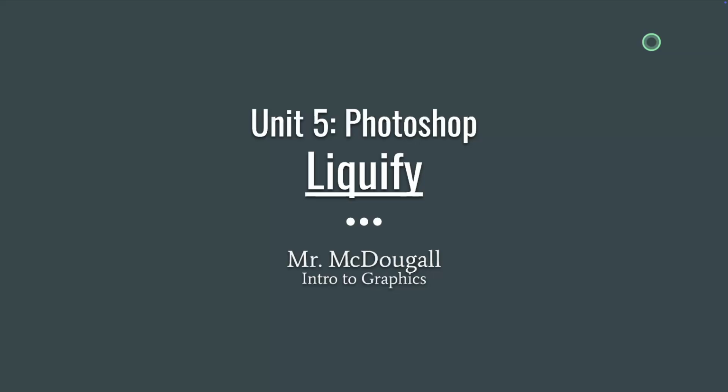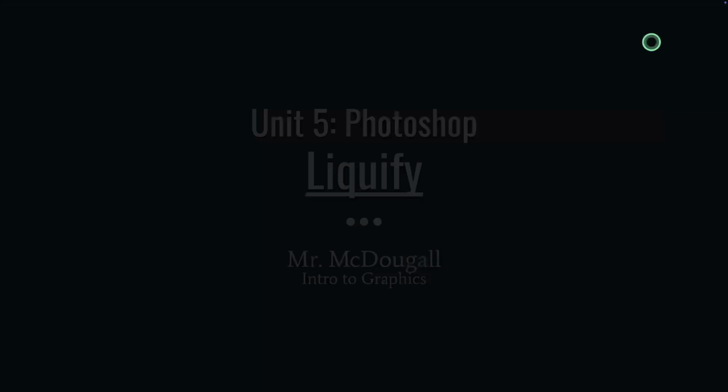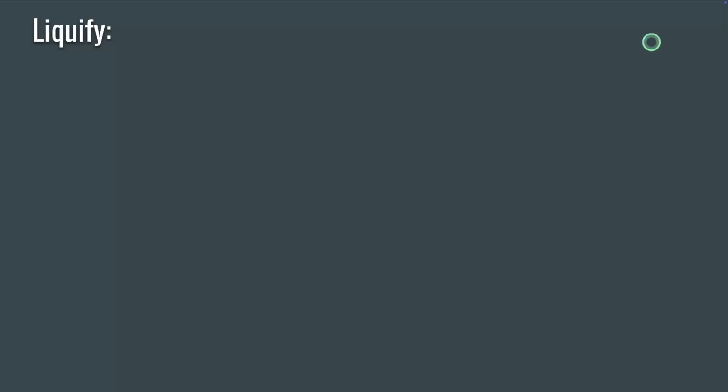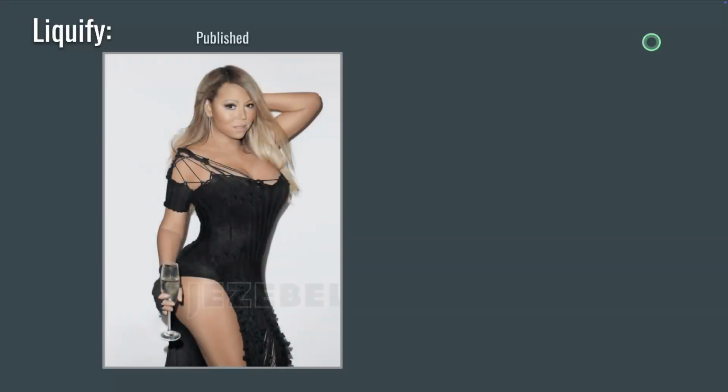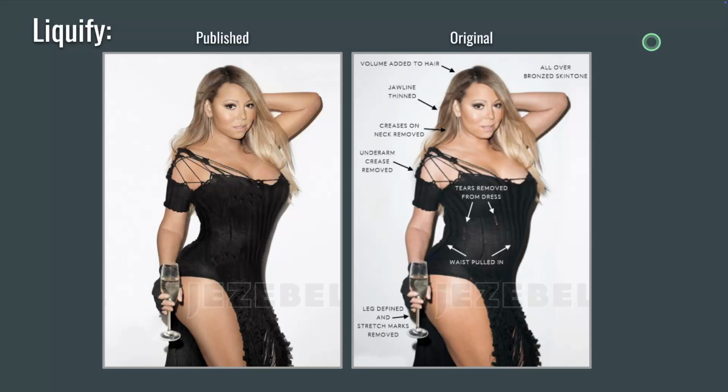And we're just going to briefly talk about some of the ethical decisions we have to face sometimes when we're using this tool. So let me give you a couple of examples. In this first one, we have the published photo of Mariah Carey. There's a photo of her that was published in the magazines and the tabloids, and she looks fine. But we can see the original photo. This is the original one before the published one, and you can see all of the things that were tweaked on her. They fixed her jawline a little bit, they pulled her waist in, more definition in the legs, all over skin change. So the Liquify tool is part of that, among other things.